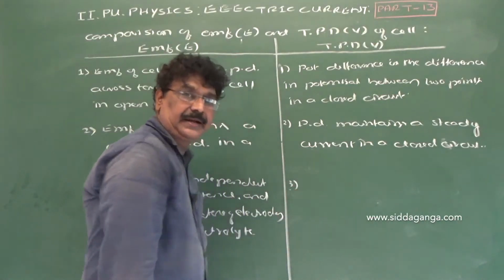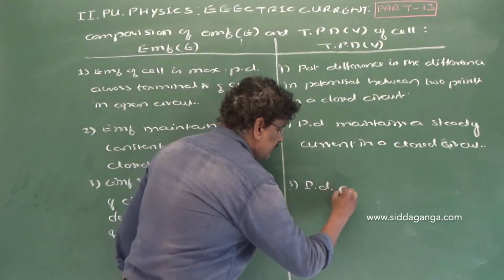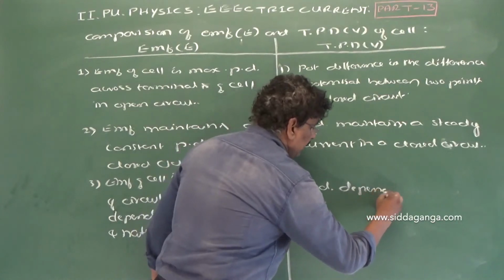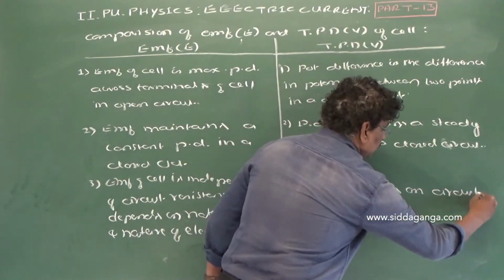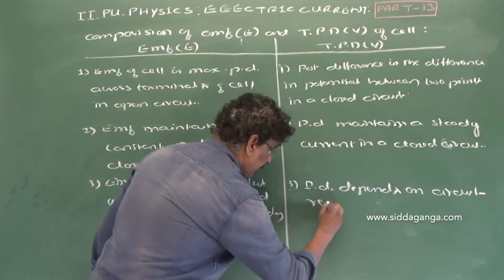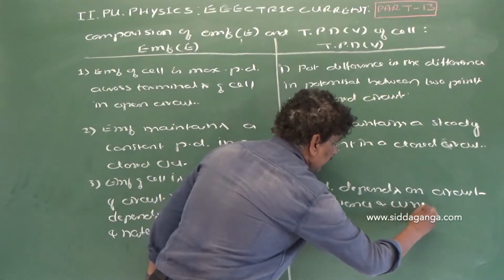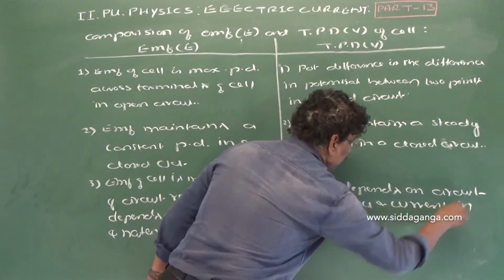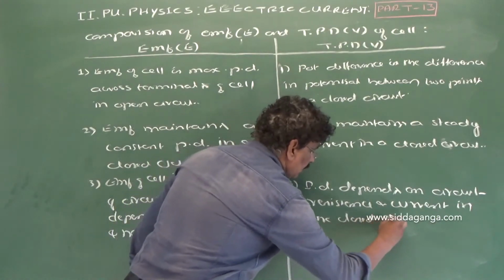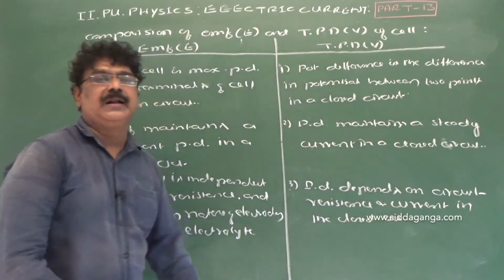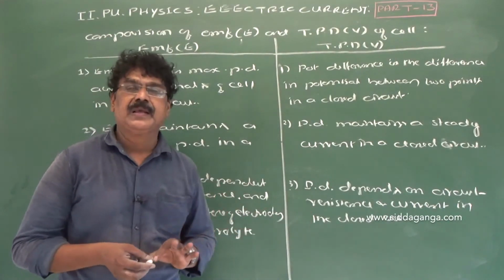Here, the potential difference depends on circuit resistance and current in the closed circuit. It depends upon circuit resistance and circuit EMF.